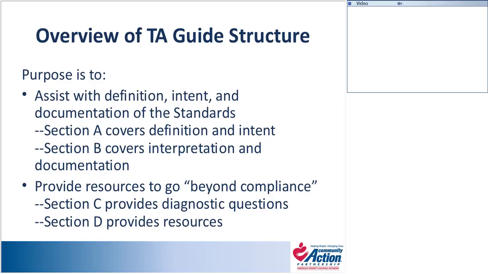All right, so quick overview of how the Technical Assistance Guide is structured and the two primary purposes that we're hoping agencies use it for. So the first purpose is to assist agencies with the definition, intent, and documentation of the standards. So what you'll see in every standard is a Section A and a Section B.